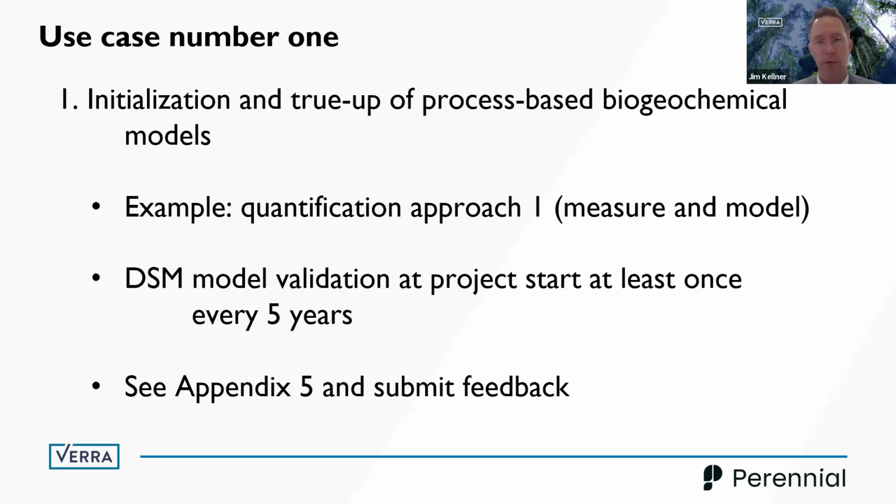So what we're saying here is model validation would occur at project start and then at least once every 5 years, which is consistent with other VCS program rules. There's information in Appendix 5, and we specifically ask people to give us some feedback about how we are describing the integration in Appendix 5. On the next slide, I'll describe it to you now.